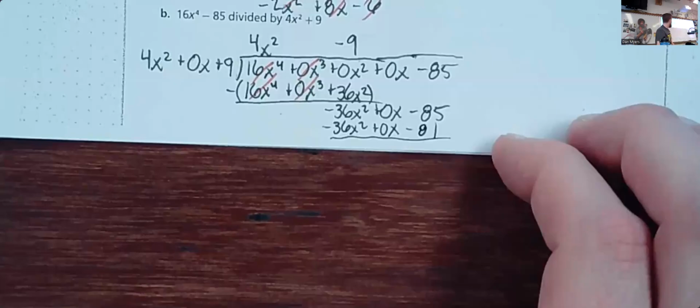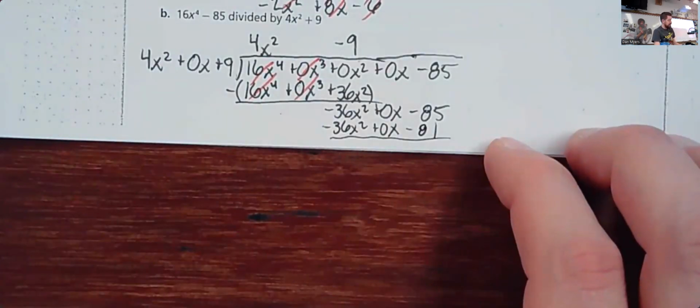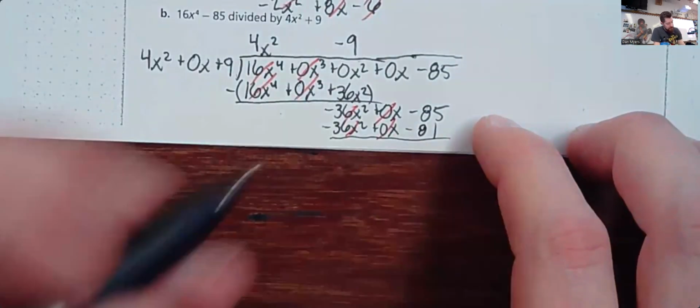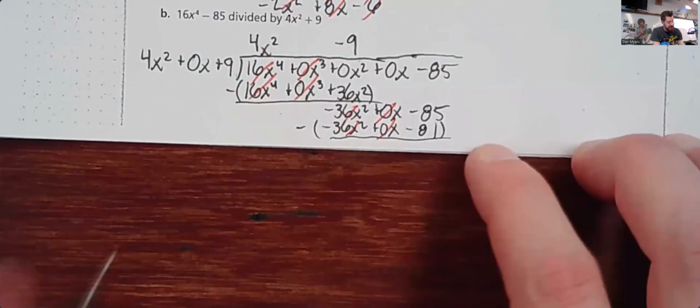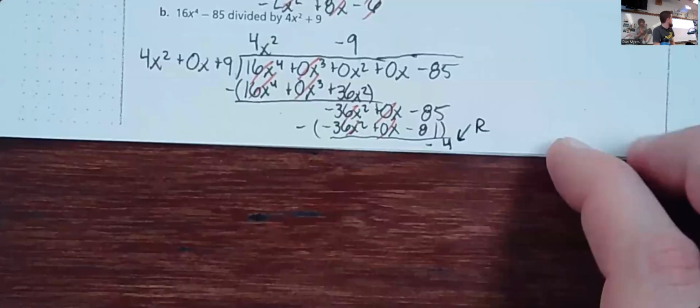All right. There's not going to be a lot of room for a remainder here, but there is a remainder. First 2 terms, those both cancel. Remember, though, we are subtracting here. Negative 85 minus negative 81 is negative 85 plus 81, which equals what? Negative 4. So that is the remainder.